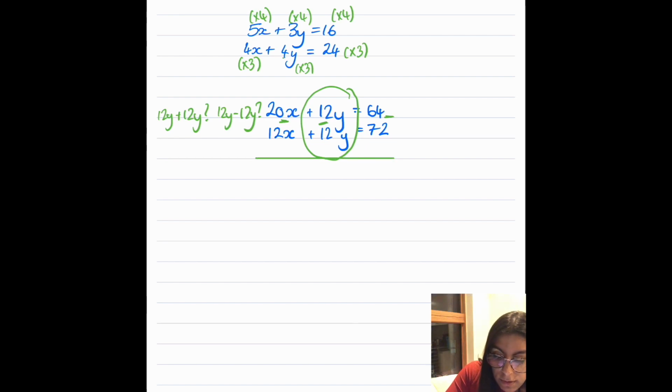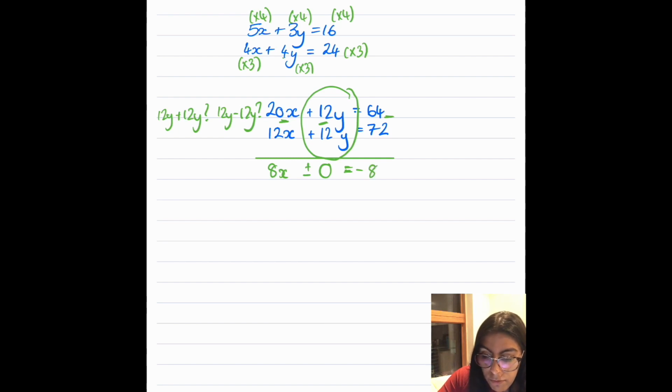20x minus 12x is going to leave me with 8x. Again, I'm going to put in my plus minus. I'm going to put in my 0. 64 take away 72. I'm going to be left with a negative number, but it doesn't matter. I'm comfortable and I can deal with them. I'm going to be left with negative 8.